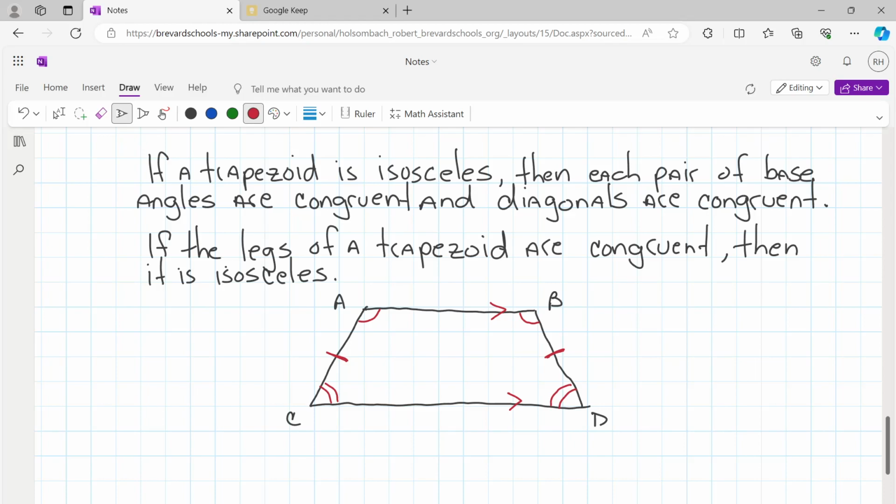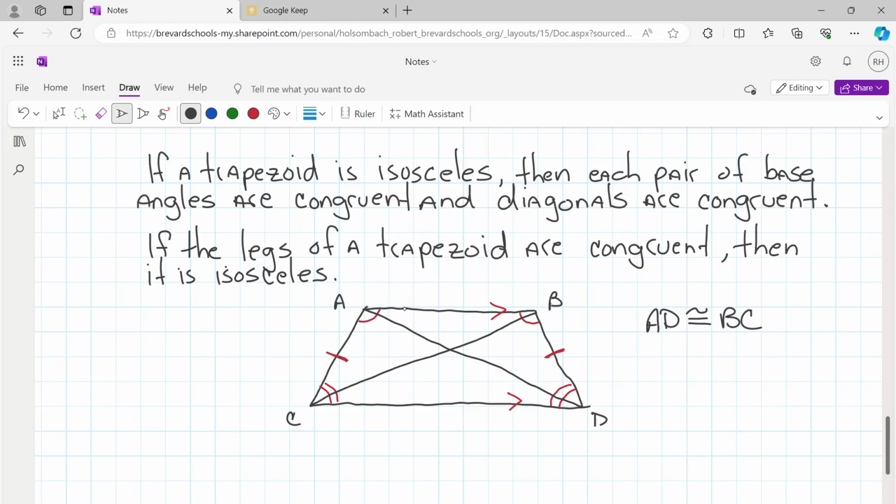See it? And if that's the case, then a segment drawn from C to B is going to be congruent to a segment drawn from A to D. So AD would be congruent to BC. And what you have to understand about these trapezoids is that you can get this information in any order. Here's what I mean. I started off by telling you that the legs were congruent. And if the legs are congruent, then each pair of base angles are congruent, and the diagonals are congruent.